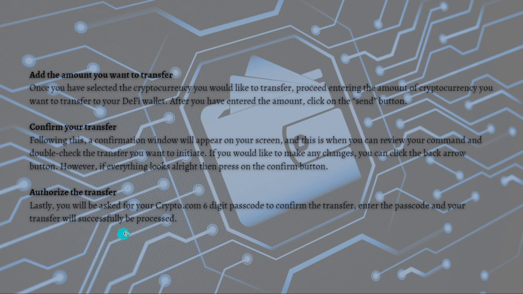Lastly, you will be asked for your crypto.com 6-digit passcode to confirm the transfer. Just enter the passcode, and your transfer will successfully be processed. And so that's it for this video. These are all the steps that you need to do. I hope this video helped you.